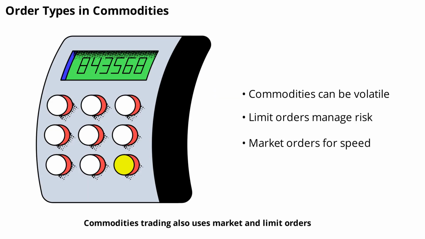Commodities trading also uses market and limit orders. Because commodity prices can be volatile, limit orders are popular for managing risk. Market orders are used when quick execution is needed, but always be aware of potential price swings.